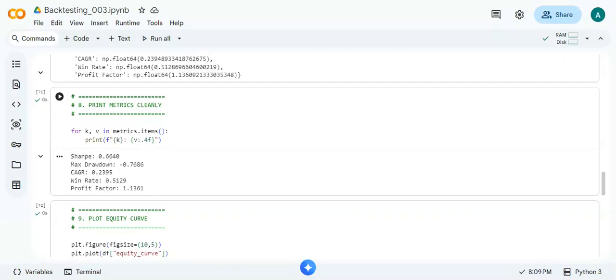Yes, so basically what we have here, for example, is that the Sharpe ratio has, as you can see, almost tripled. So now it's 0.6640. Maximum drawdown is quite huge. Actually, now we lost more than three quarters of our initial capital, almost 77%. Compounded annual growth rate is quite good. It gives us almost 24%. Win rate is just above 50%, or 0.5, and the profit factor is 1.13.